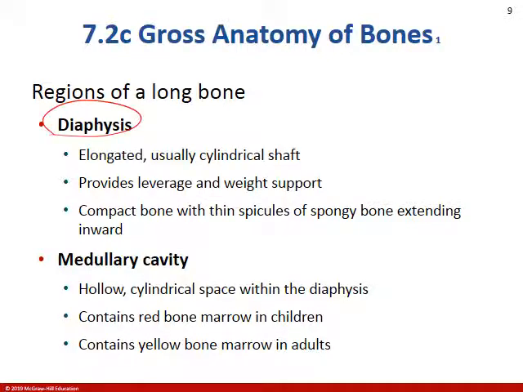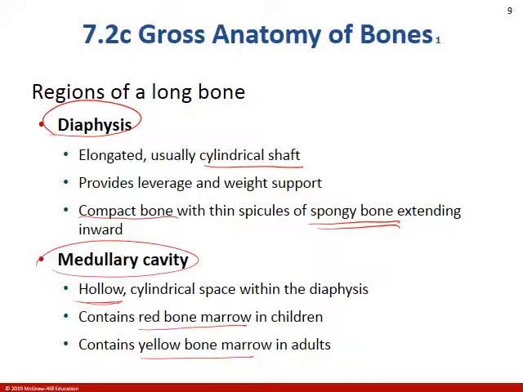So we have the diaphysis. This is the cylindrical shaft, compact bone where you're going to see tiny little bits of spongy bone extending inward. Then we have the medullary cavity. This is going to be the hollow space, and it can either have red marrow or yellow marrow, depending if it's in a child or in an adult.